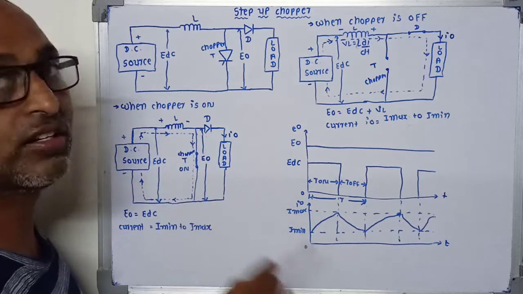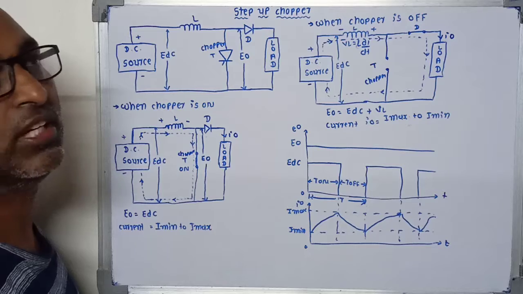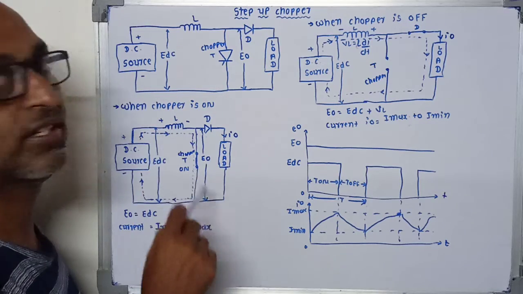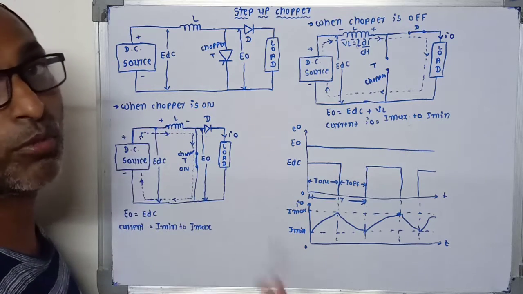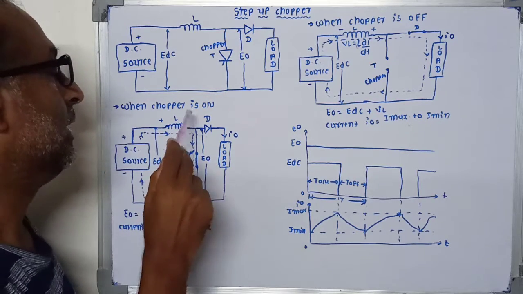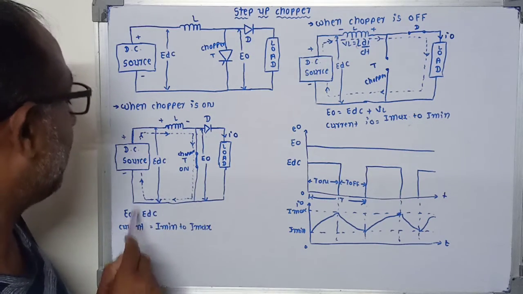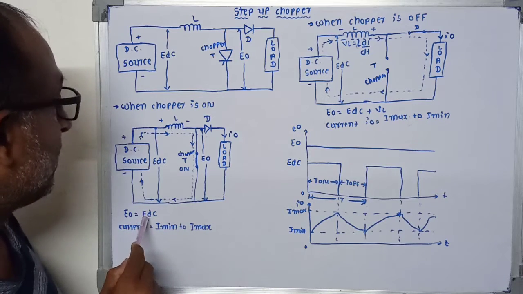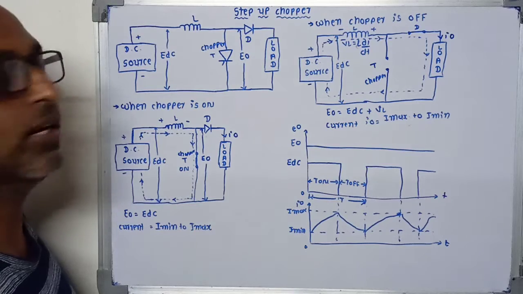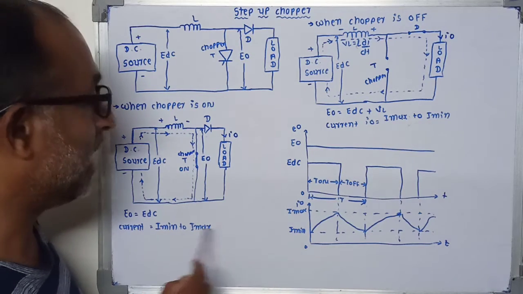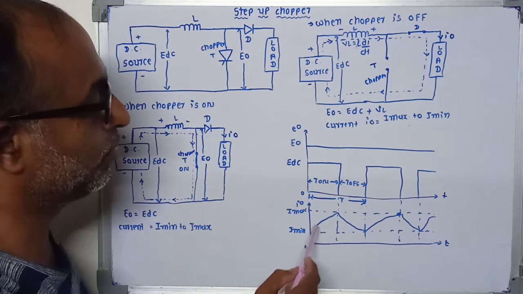As the current starts to flow through this inductor, it stores some energy in the inductor. The current entering the terminal of the inductor becomes positive and the leaving terminal becomes negative. So it is most important. That means the output voltage in this condition E0 is equal to EDC, and the current will exponentially increase from I minimum to I maximum during the T on period. I have already mentioned it.